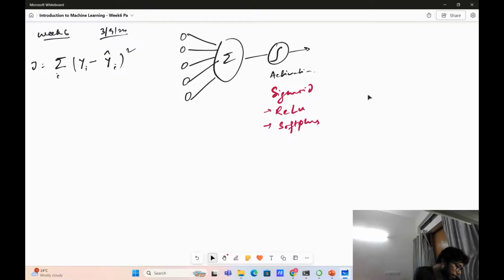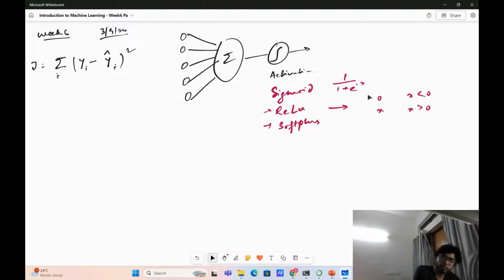So now, you all know the sigmoid function, right? The function is 1 over 1 plus e to the power of minus x. So this is the sigmoid function. The ReLU function is 0 if x is less than 0, whereas if x is greater than 0, then this is equal to x, right?